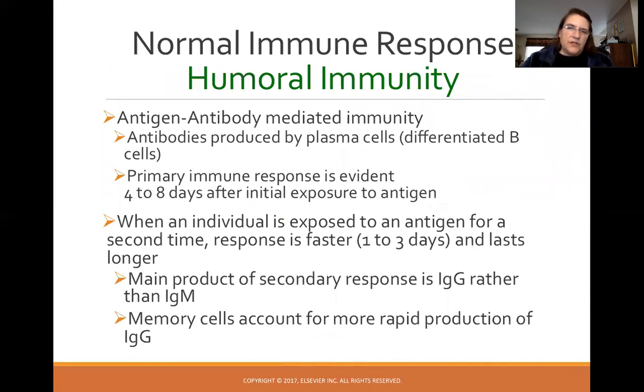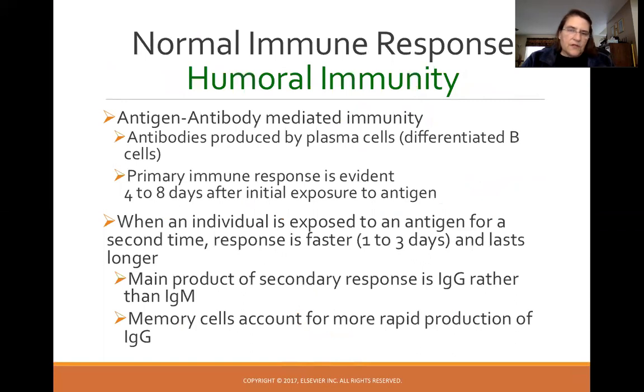So let's talk about humoral immunity. Antigen antibody-mediated immunity. This is antibodies produced by plasma cells, and these are differentiated B cells. The primary immune response is evident 4 to 8 days after the initial exposure to the antigen. So these are the workhorses.